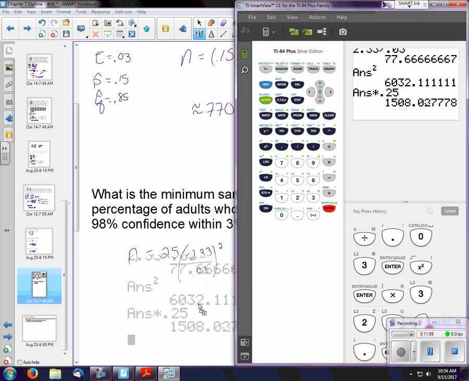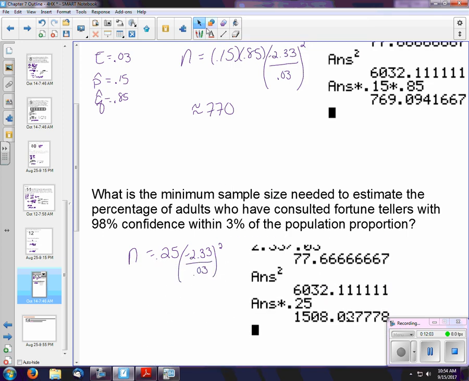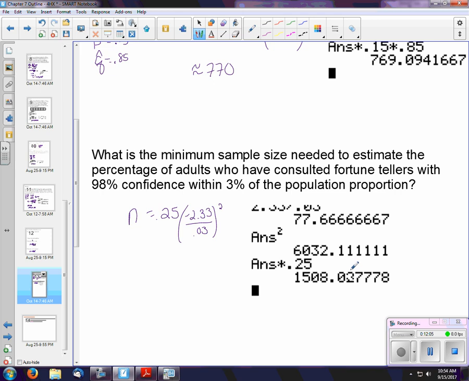And as you can see, we have a much, much bigger requirement for the number of people that would have to be surveyed. So we would need approximately 1,509 people. And that's because we do not have a previous estimate to work from.